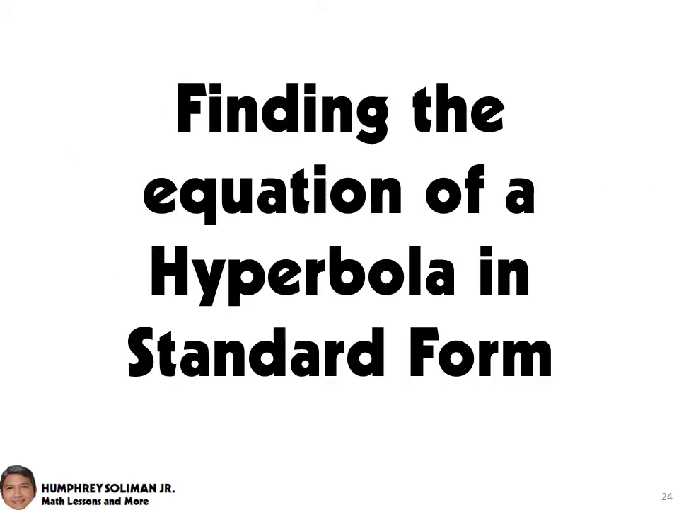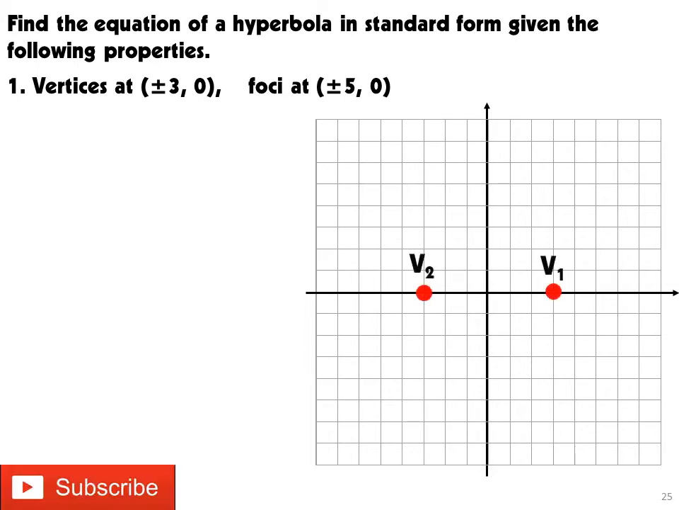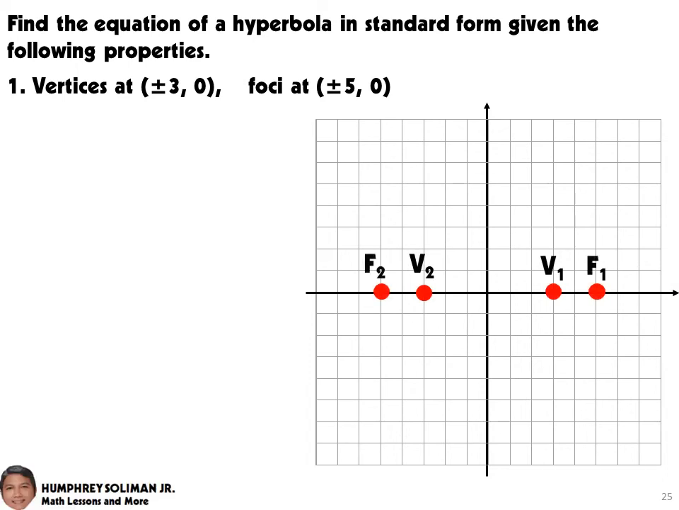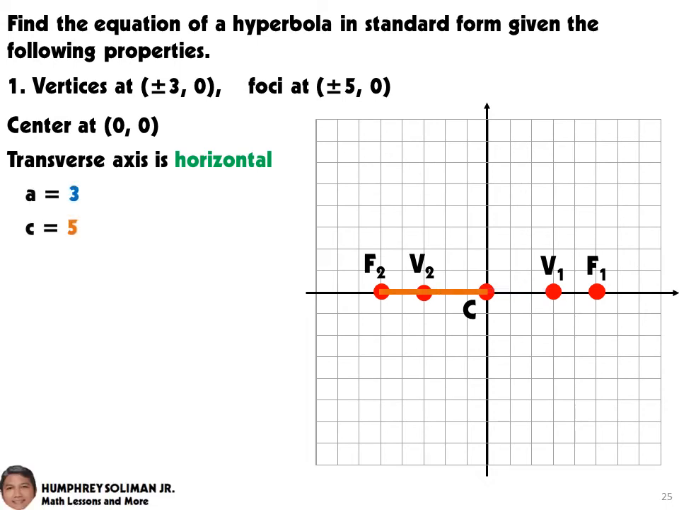Next, finding the equation of a hyperbola in standard form. Example number 1, we have the vertices at positive and negative 3, 0, and the foci at positive and negative 5, 0. If we plot the vertices and the foci, we can see that the center is at 0, 0. Also the transverse axis is horizontal. And the length of A is 3 units, while the length of C is 5 units.